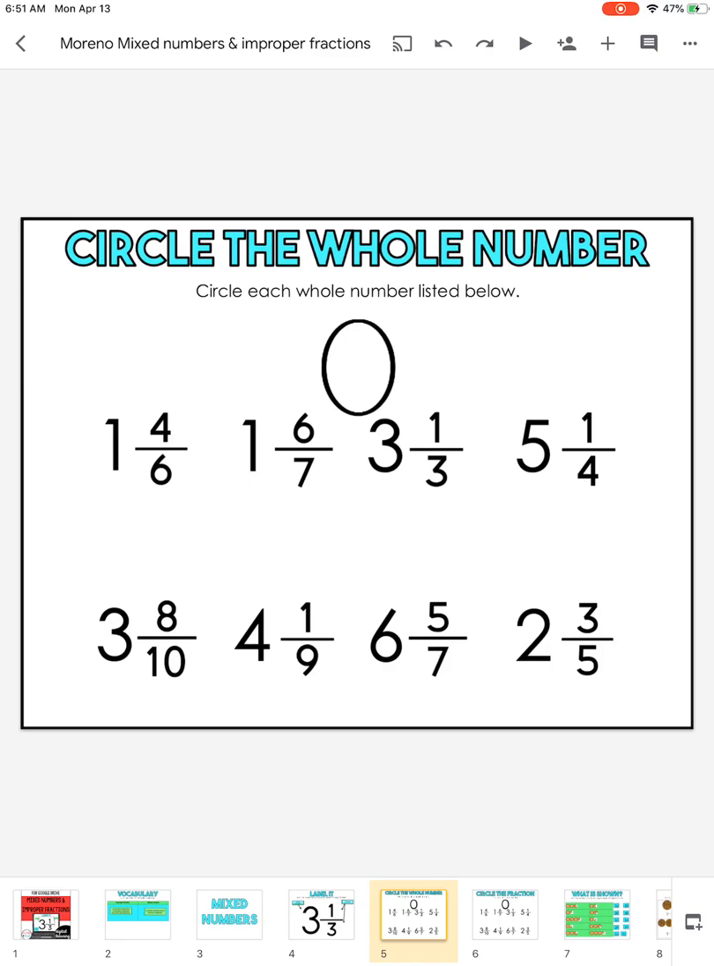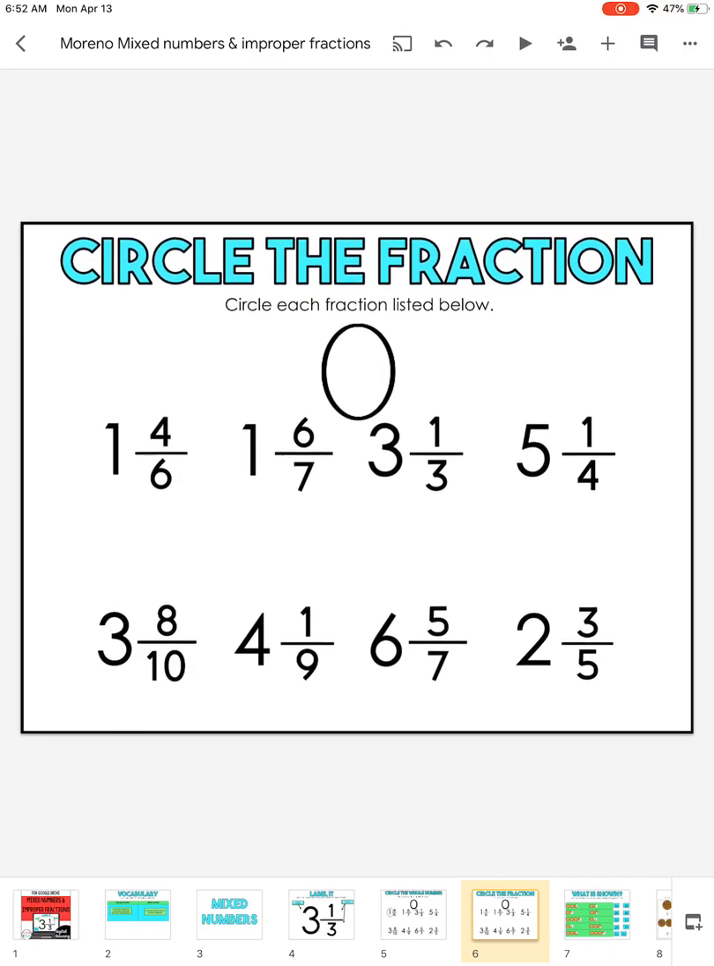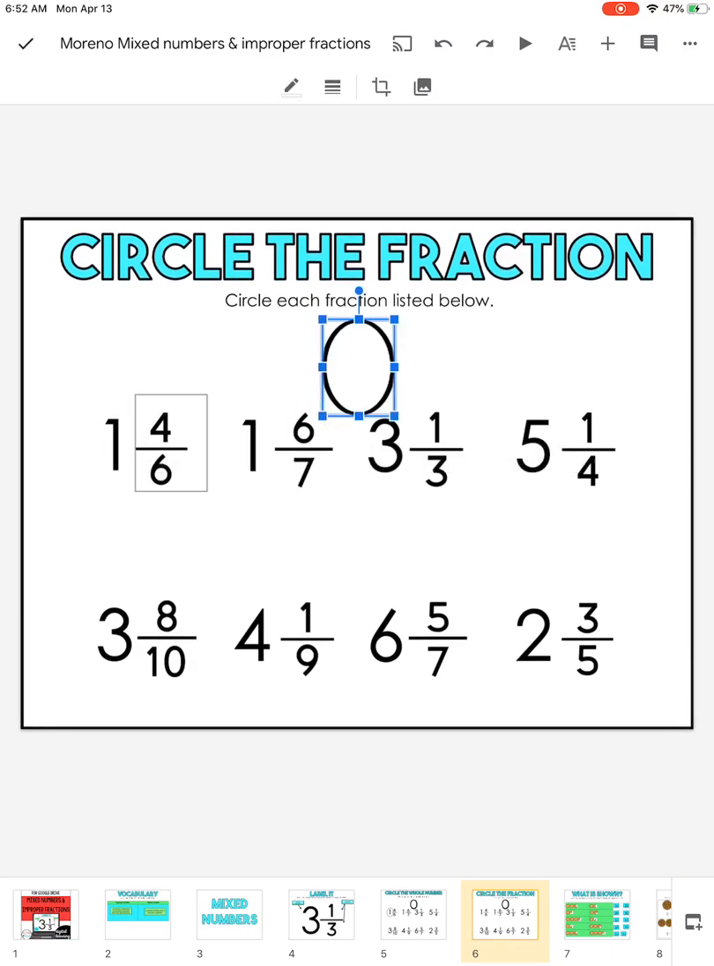Next part, circle the whole number. So we're given mixed numbers, and this is about identifying the different parts of that. So click and drag the oval over the whole numbers like that. Now circle the fraction. Circle each fraction listed below. So now we're identifying the fraction in the mixed number.